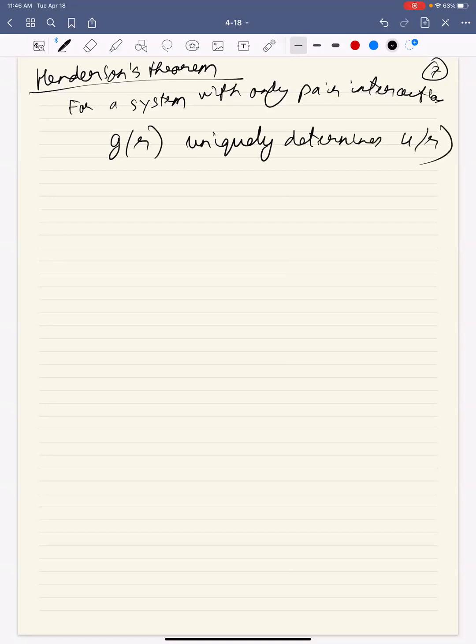So it says that if you have measured the G of R, you must have the same U of R. You cannot have two different pair interactions giving you the same G of R. It's not going to be possible. So read that proof. It's on Slack. I'm not going to ask you about it, but it's something that you should know of.